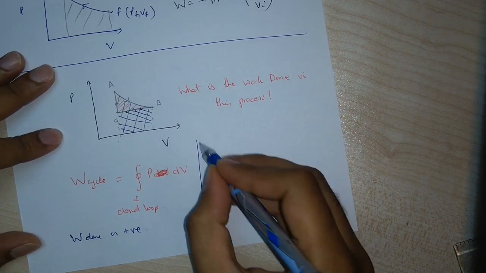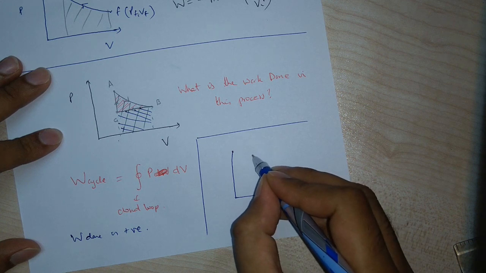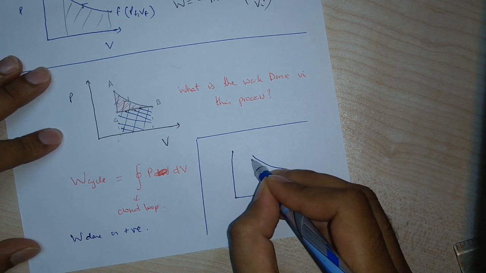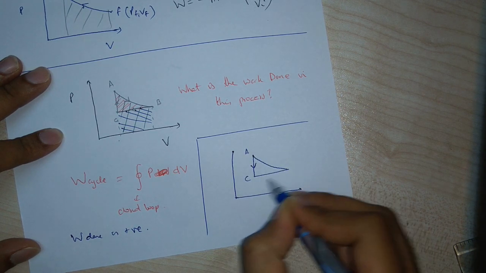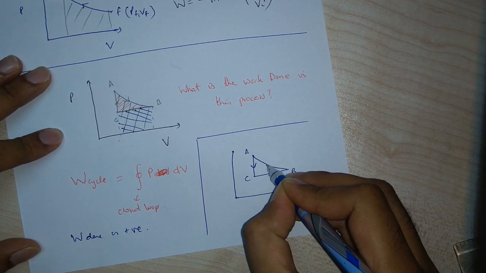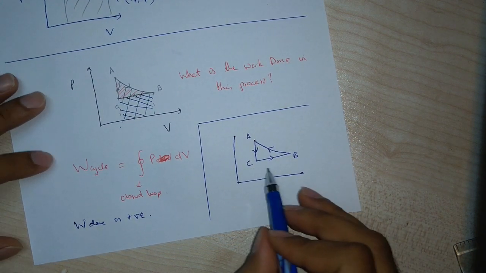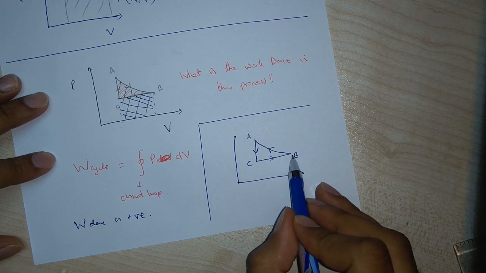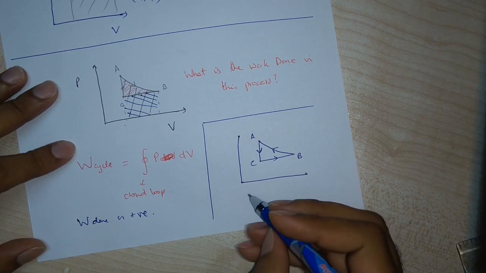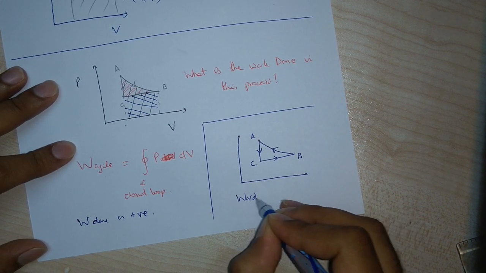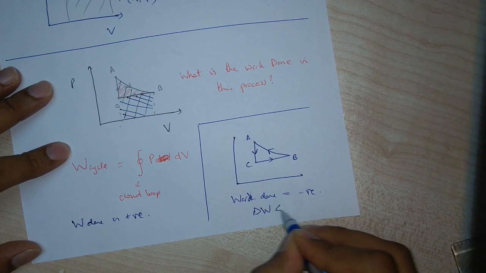Now what do you think will happen in the following process? The same PV process, but instead of going from A to B, let us say the process goes from A to C, C to B, and from B to A. What will be the work done in this process? If you see in this case, the right to left work, that is from B to A, is at a higher pressure. So that means in this case, the work done will be negative. The work done will be less than 0.